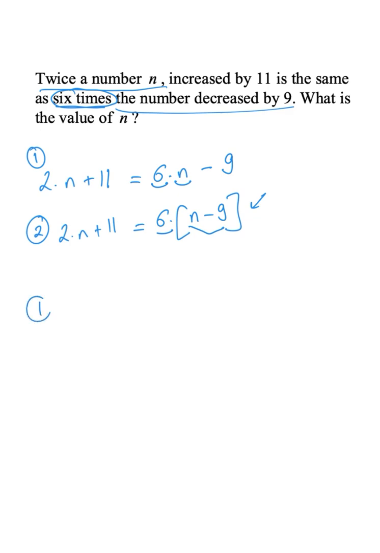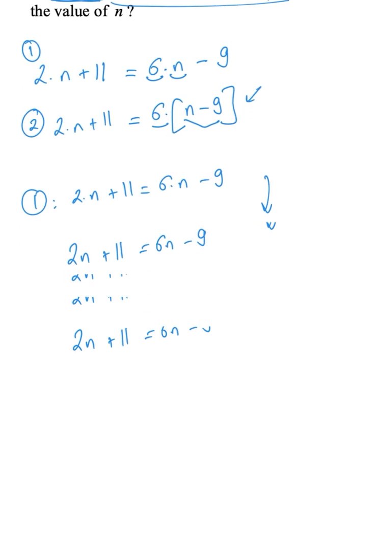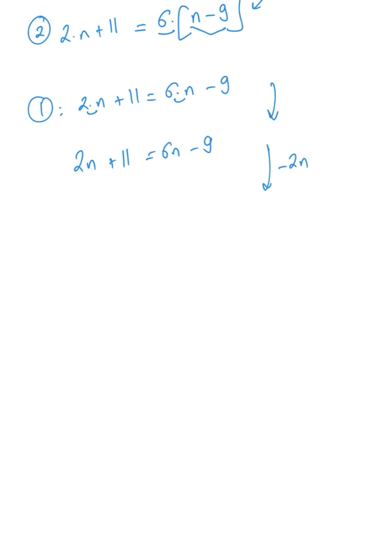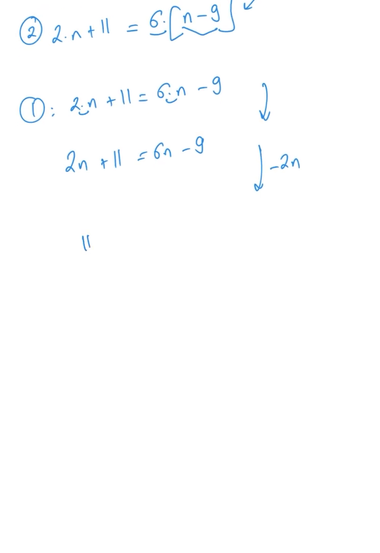Let's write the first equation, which is 2 times n plus 11 equals 6 times n minus 9. And now let's solve it. This is exactly the same as 2n plus 11 equals 6n minus 9. I just rewrote it in order to not see the dot in the middle of the number and the letter. Now, what we're going to do is subtract 2n from both sides of the equation in order to have 11 equals 6n minus 9 minus 2n.